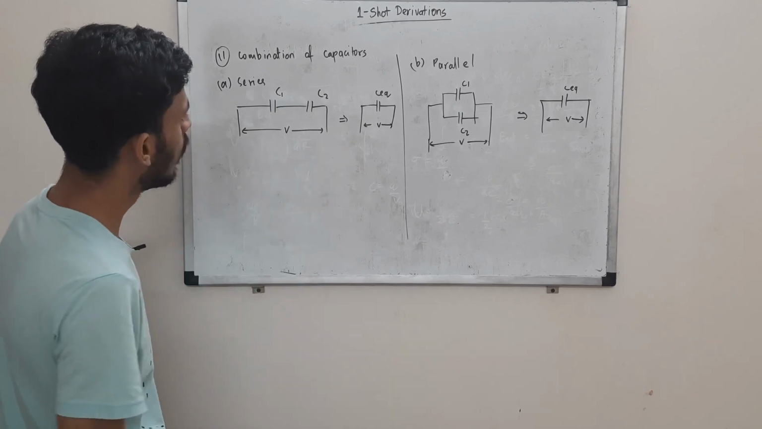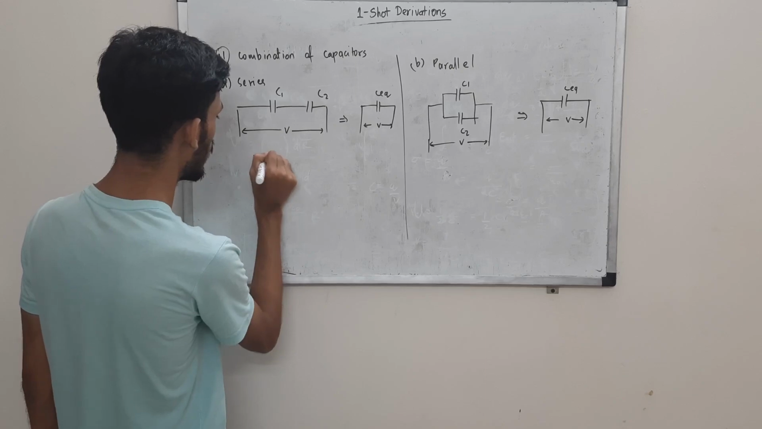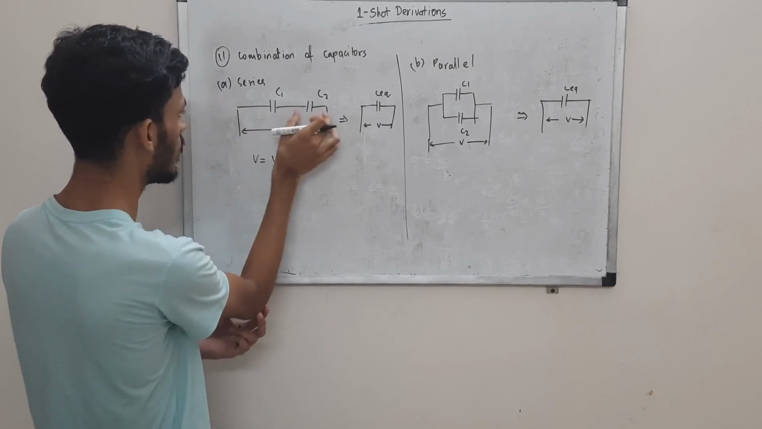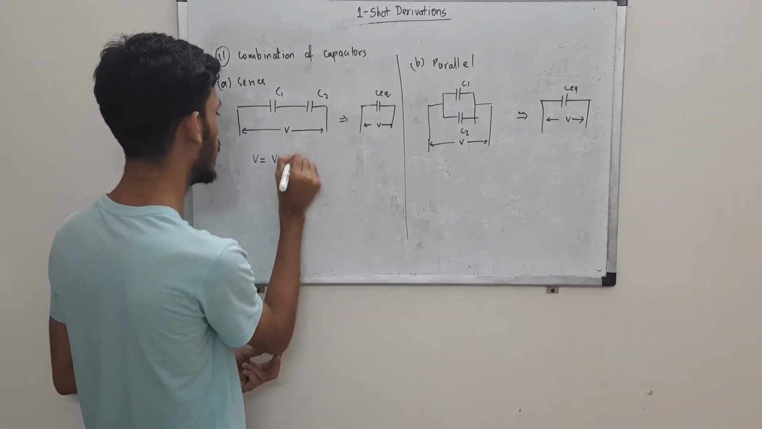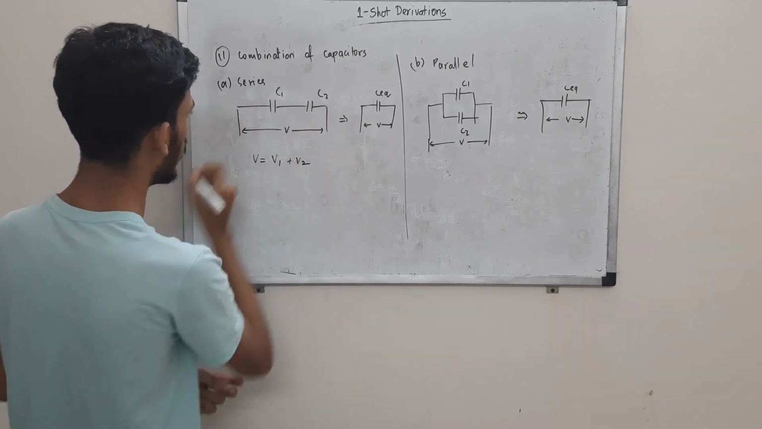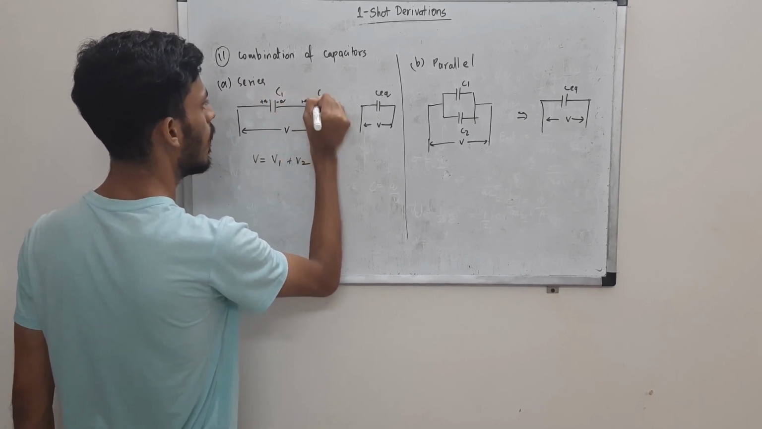Here we will have two capacitors in series. So basically here the voltage is being divided, right? The voltage is being divided between these two capacitors. So the total voltage V will be divided into V1 plus V2. Here the charge on each capacitor is plus Q, minus Q, plus Q, minus Q.